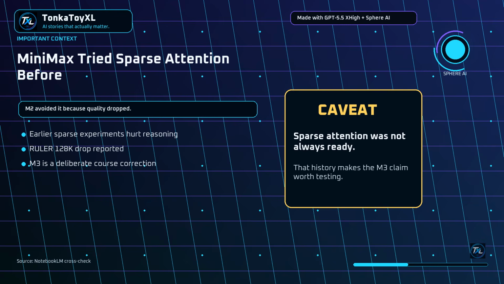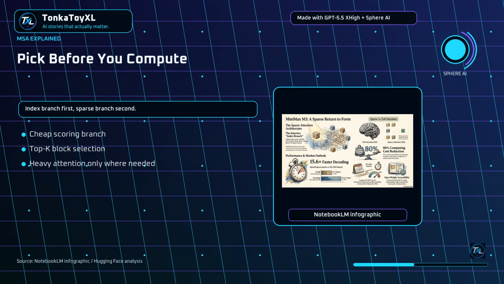This part makes M3 more interesting. MiniMax did not blindly chase sparse attention. During the M2 generation, efficient attention methods reportedly hurt multi-hop reasoning. M3 is the company saying the infrastructure finally caught up. MiniMax sparse attention has a clean idea: pick before you compute. A lightweight index branch scores the context cheaply. Then the model sends only selected blocks into the expensive attention path.